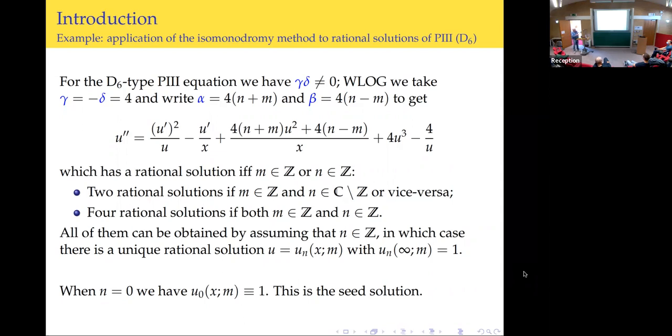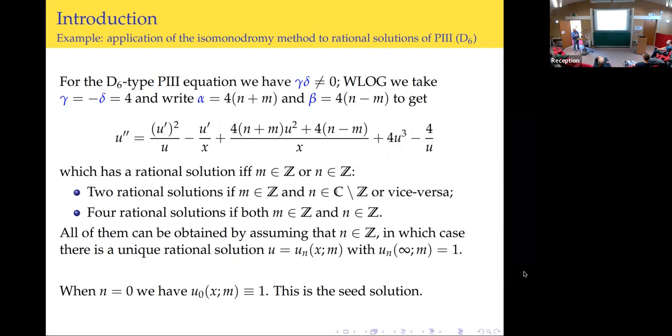And what makes it generic is the fact that the product of gamma and delta is non-zero. Okay. So in that case, by some simple scaling of x and u, you could choose gamma to be equal to 4 and delta to be -4. People usually do that. And then the parameters that are left over are alpha and beta.